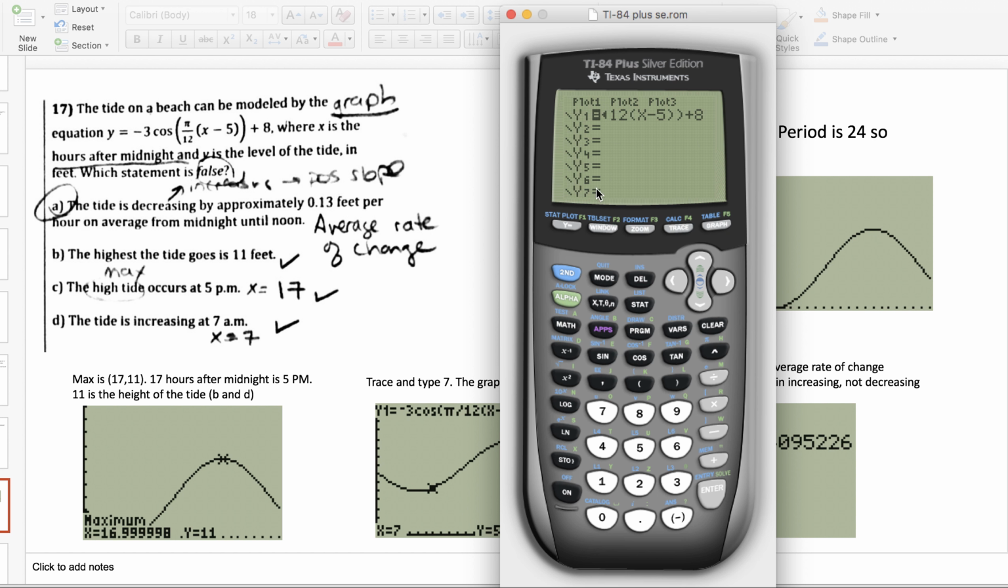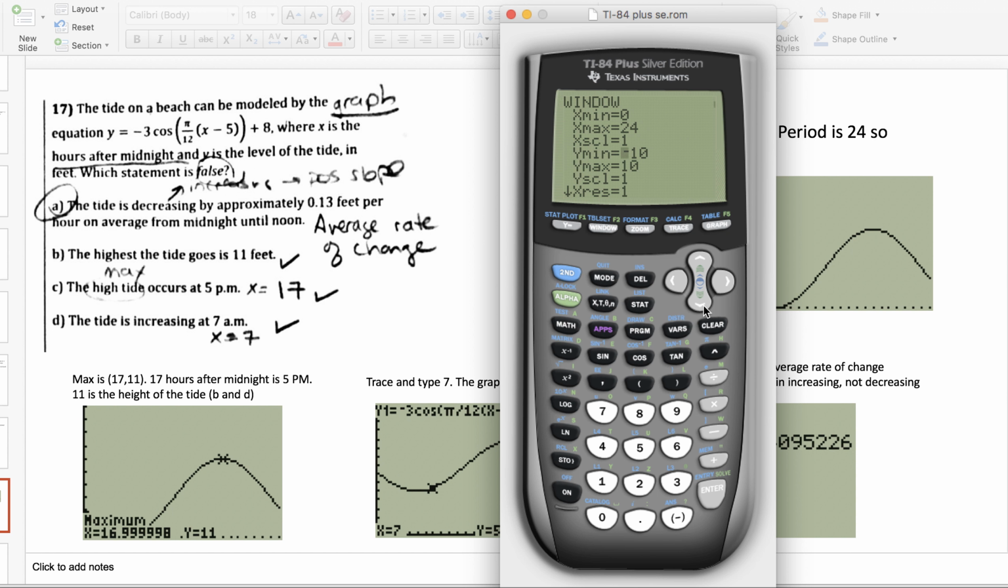So we type it into y equals, and now we want to adjust our window. So now we're starting at hour 0, so I'm going to make my x min 0, and the period is going to be 24 hours. Now, even if I'm not sure about that, if I look at answer choice C, they're talking about 5 p.m., which is 17 hours after midnight. So I need to go at least to 17. I'm going to go to 24.